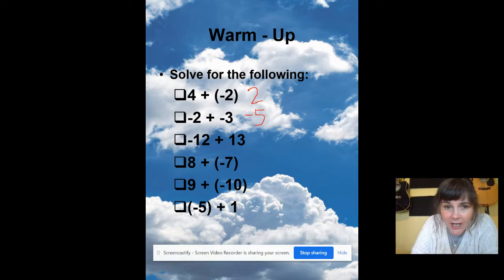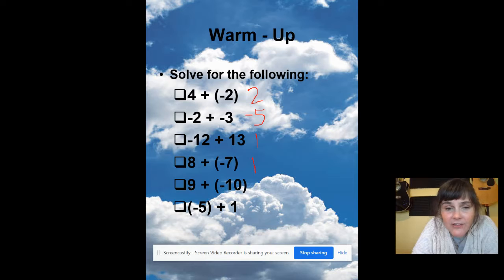This one, I've got -12 and 13. A question that you want to ask yourself when you have different signs is, who do I have more of? Do I have more negatives or do I have more positives? And in this case, we have more positives. So I know that my answer will be positive. So it's a +1. Same with this one. Who do I have more of? I have more positives. So if I add a -7, I'm going to end up with a +1.